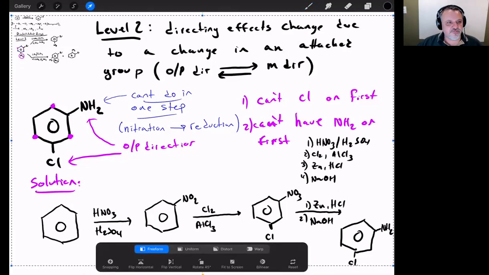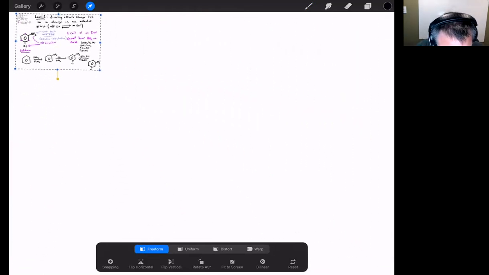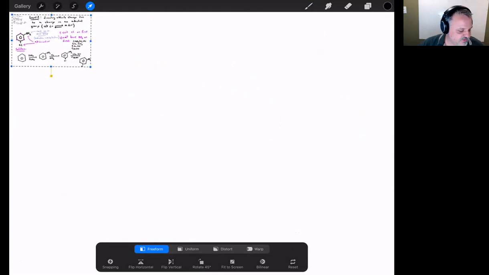So we started off thinking about blocking groups. So that sort of introduced us into the synthesis discussion. Then we thought about what we can add as far as monosubstituted benzene. Then we thought about level 1 disubstituted benzenes. That was a level 2 consideration. In other words, what happens if the directing effects of a group change throughout the process of the synthesis?